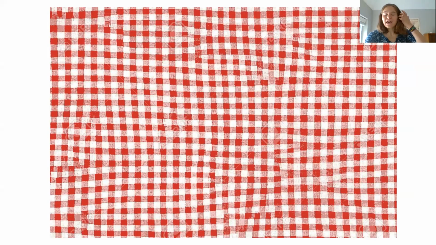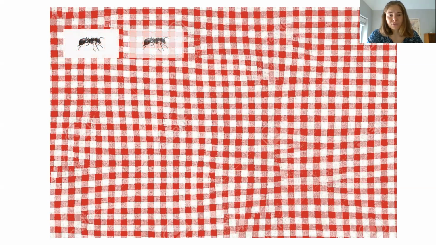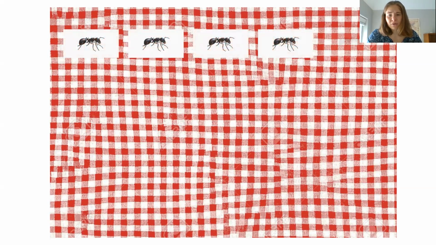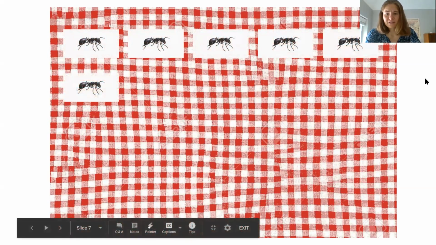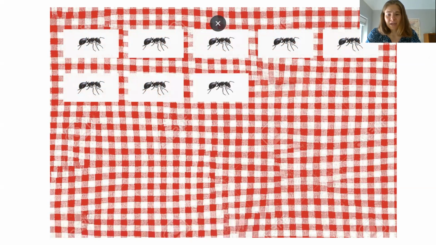So I was having a lovely picnic one day and some ants crawled onto my blanket to join me. Let's count how many ants came to join my picnic. 1, 2, 3, 4, 5, 6, 7. Oh my gosh, a lot of ants. 8, 9, and the others, just 9 ants today. Okay, so 9 ants came to join my picnic. I can count this really fast by saying 5, 6, 7, 8, 9. Fabulous.